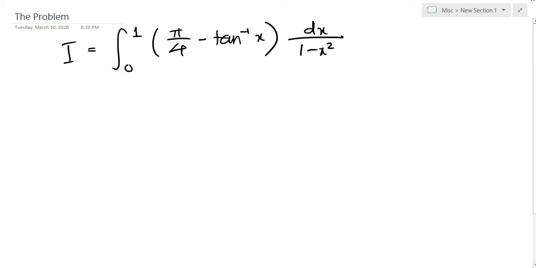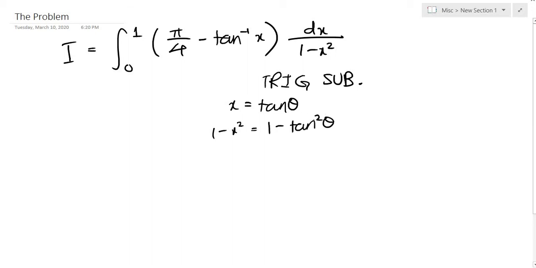Now looking at the integrand, we have an inverse tangent and a square term in the denominator. So it could look like a very good candidate for a trig substitution. So we could actually choose x to be tan theta because of this inverse tangent, because the inverse tangent of the tangent of theta will be just theta. But the only problem is in the denominator we have 1 minus x squared, which is 1 minus tan squared theta if we do this substitution.